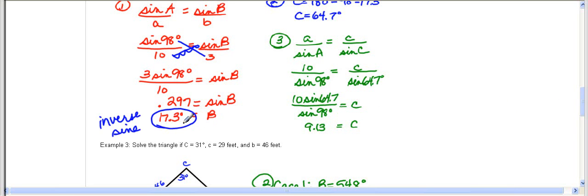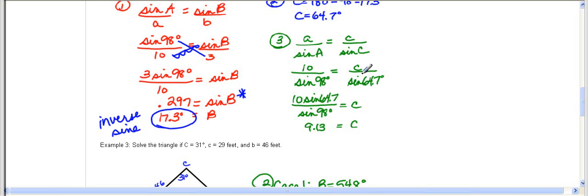And we know that it has to be acute, so that is an acute angle. Because technically, if you think about the unit circle, there is an angle in the first quadrant and an angle in the second quadrant that have the same sine value. So there really are two angles whose sine is 0.297. An acute angle and an obtuse, but we don't need the obtuse since we already have one of the angles in the triangle given as an obtuse angle.